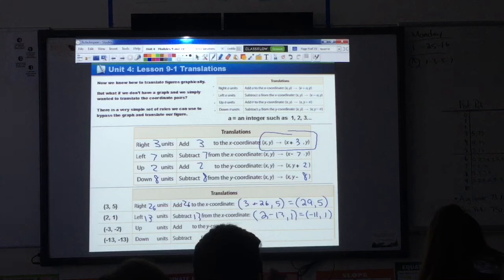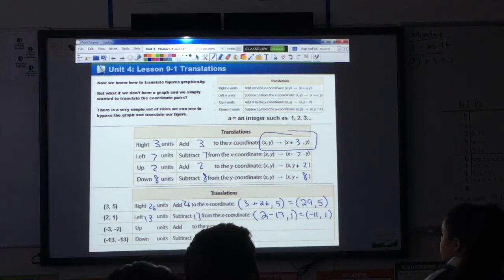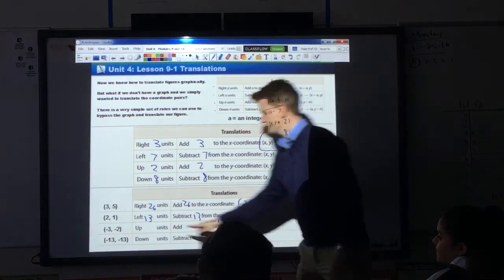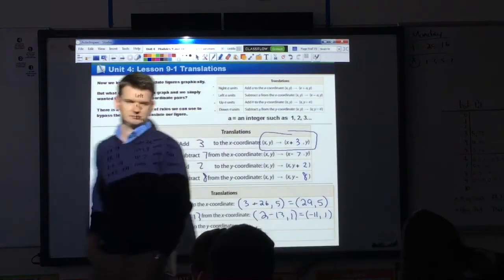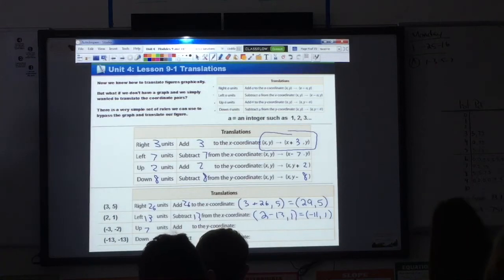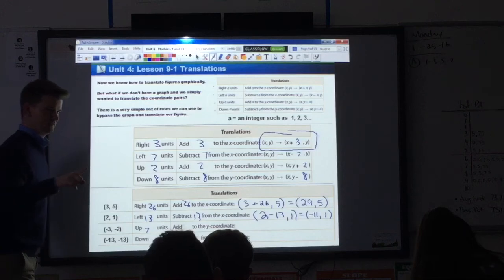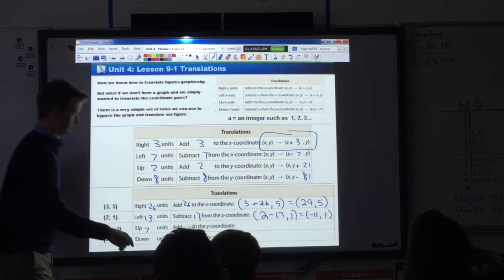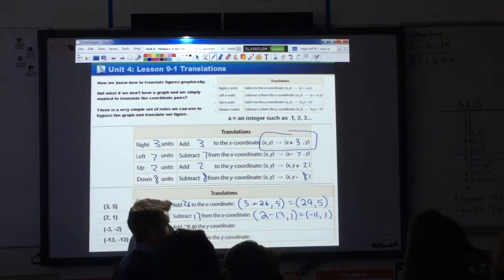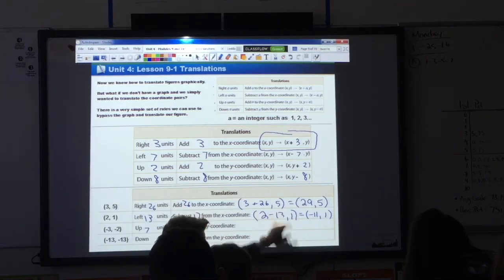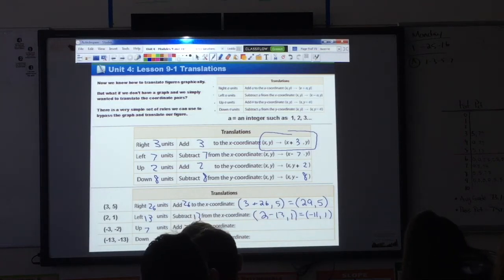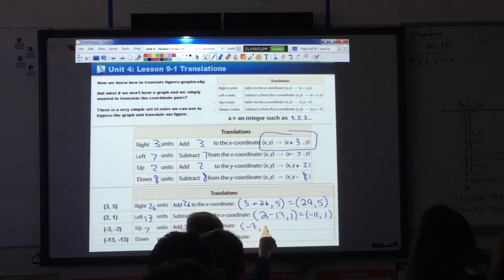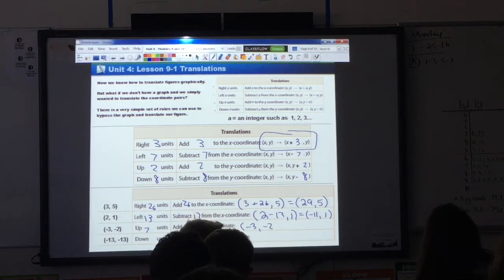All right, let's go to Caitlin. Caitlin, what's the square root of 49? 7. Okay, so what we're going to do is go up 7 units. When I go up 7 units, what am I doing? You're adding to the y. Adding how much to the y? 7. So we add 7 to the y coordinate. Using these as a guide, what's that going to look like? Does the x change this time? No. So we'll just write the x coordinate, negative 3, comma, negative 2. And then what am I doing to the negative 2?